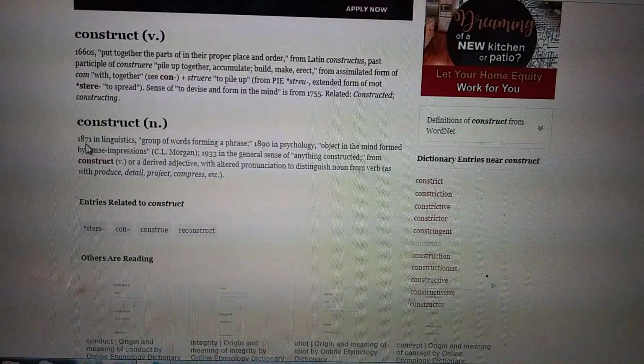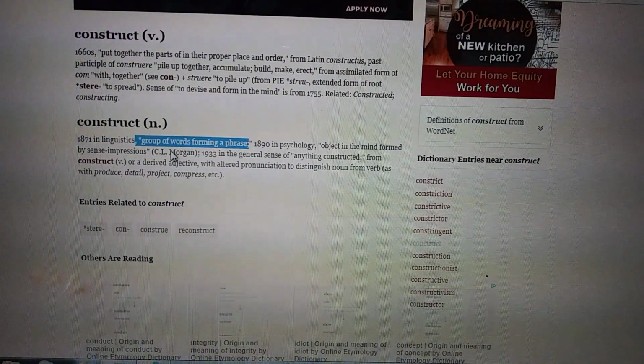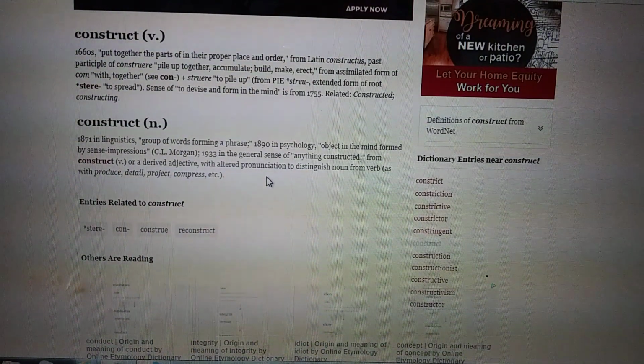Now check out. Look, notice what it states about the construct. All right, in linguistics, a group of words forming a phrase. What do we call that, people? That is casting a spell. All right, or what do you call that? A sentence. And you go before the judge, and he sentences you, right? He gives you what? A construct by putting you in the construct. Yeah, we're only talking the con.